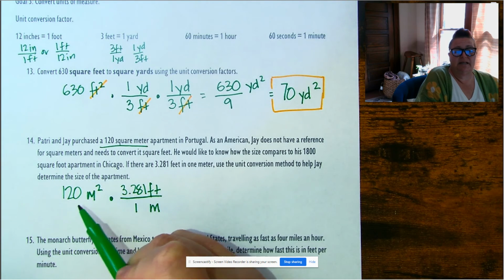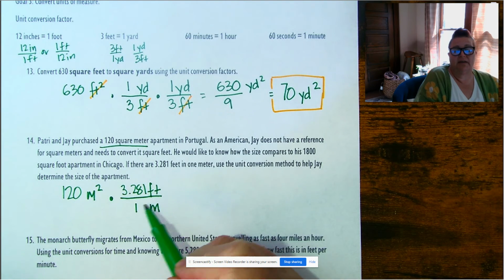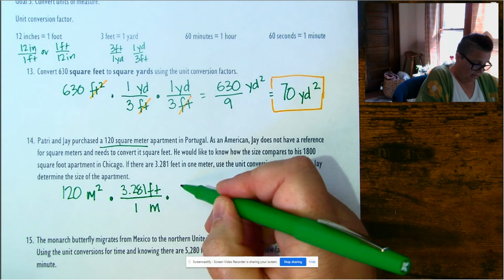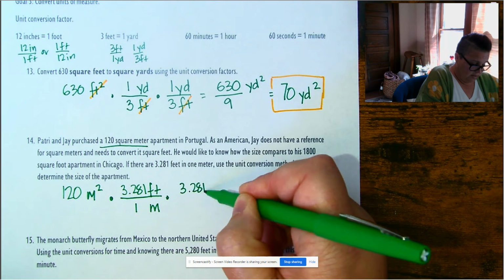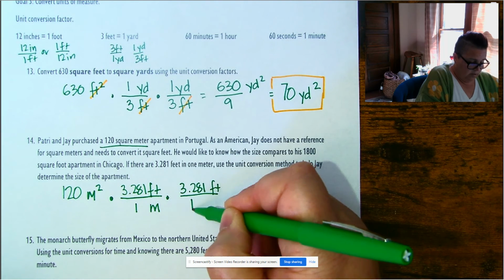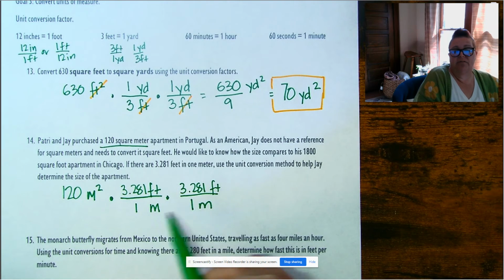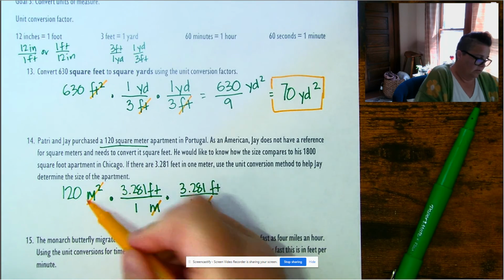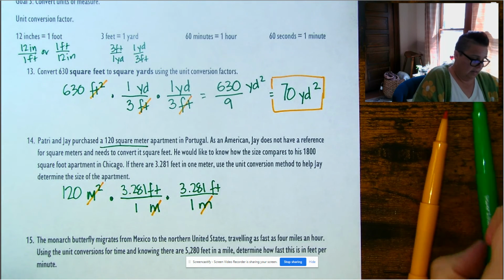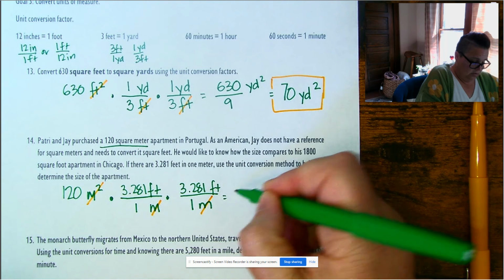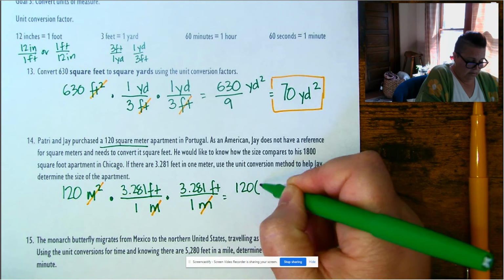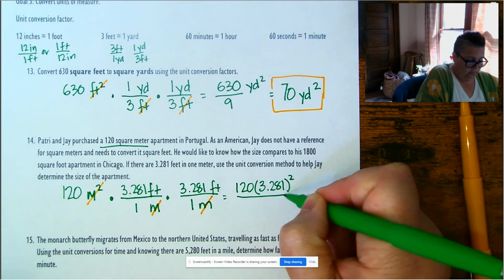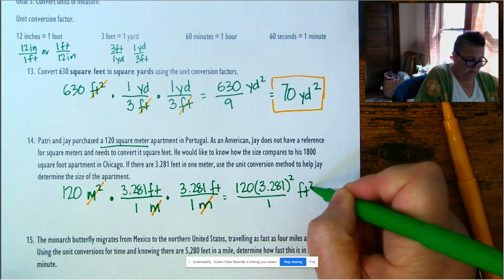The problem is that the apartment is in meters squared and the conversion we know is singular. So I am going to go ahead and multiply that again by 3.281 feet in 1 meter. Now I have done a square of the conversion. So the meters will cancel with the meters squared. And I'm left with 120 times 3.281 squared over 1 feet squared.